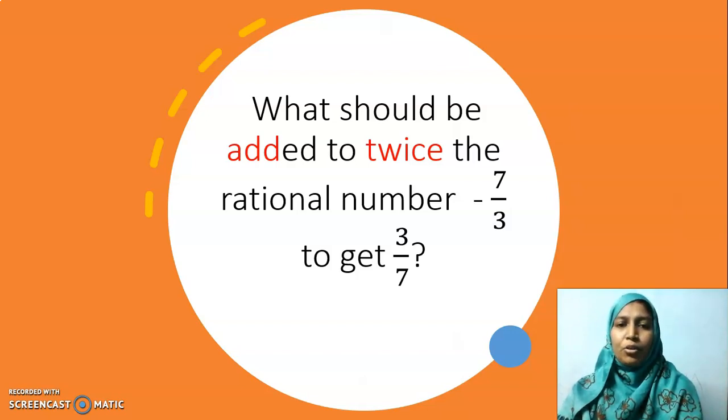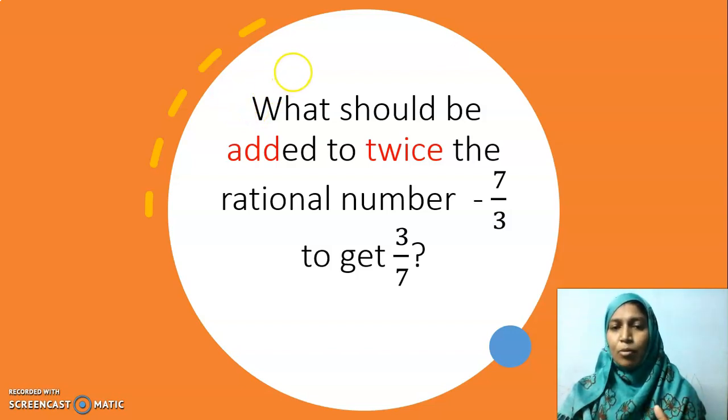What should be added to twice the rational number minus 7 by 3 to get 3 by 7? I have highlighted keywords like added and twice. I am going to add something. To add, we need two elements to be added, isn't it? In between the plus symbol we need two numbers.